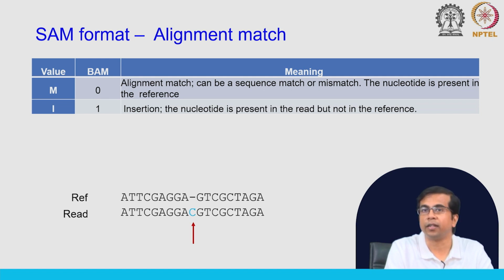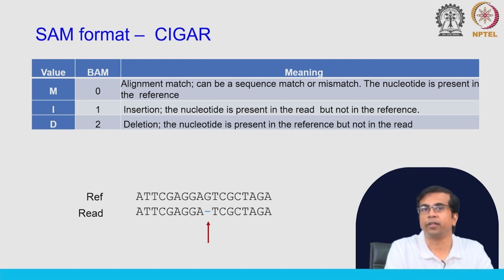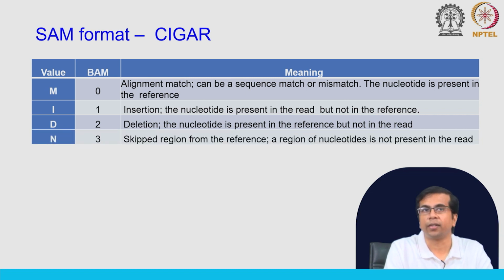So, this is an insertion in the read. Then you have D, which is the deletion: the nucleotide is present in the reference, but not in the read, right. So, this has been deleted in the read. That is why we call it a deletion, and this is an example. Here you see this G present in the reference, but not present in the read. So, this would be a deletion.